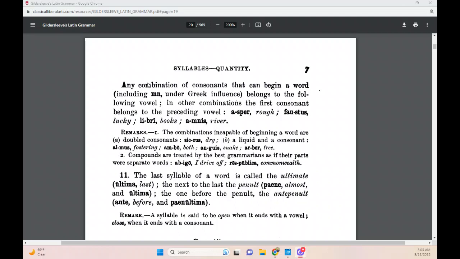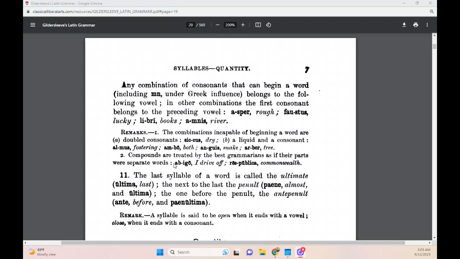All right, so the rule up here stated generally an explanation of exactly what the combinations are that get divided. And then in remark 2 down here, we read, compounds are treated by the best grammarians as if their parts were separate words. So compound words. If we have a word that's made up of a number of words, we won't follow this rule up here when we divide it into syllables. We'll actually divide the parts of the compound word.